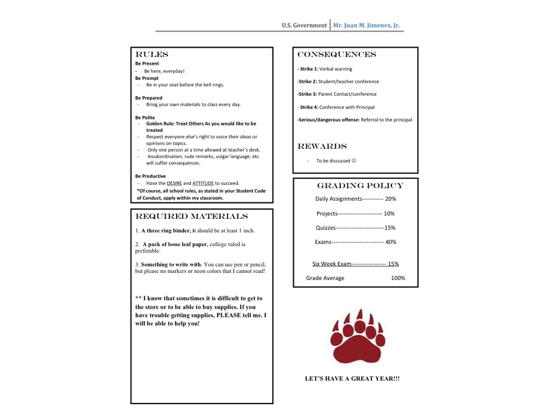Don't forget your required materials. A 3-ring binder, which should be at least 1 inch. A pack of loose paper, college rules preferred, and something to write with at all times, pen or pencil. But please, no markers or neon colors that I cannot read. And remember, I know that sometimes it is difficult to get to the store or be able to buy these supplies. If you're having trouble getting these supplies, please tell me and I will be able to help.